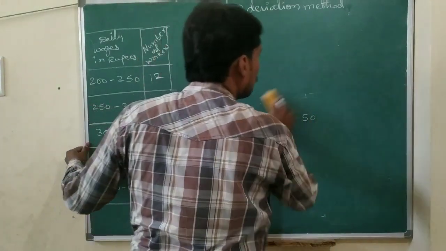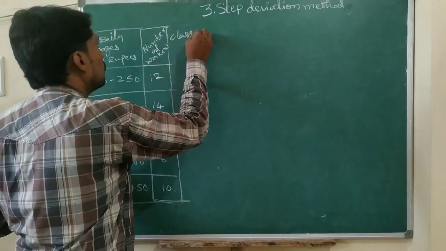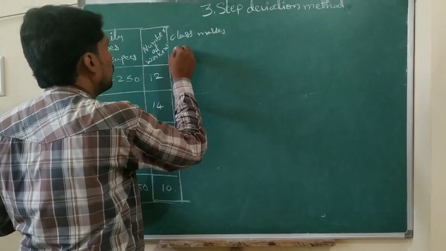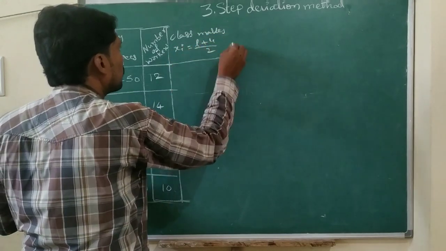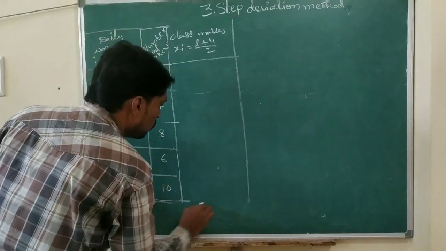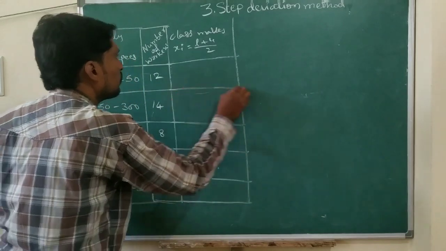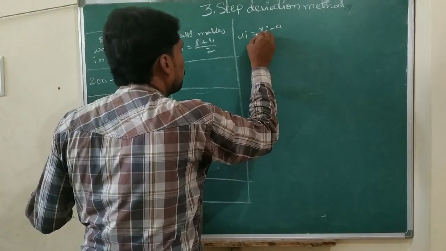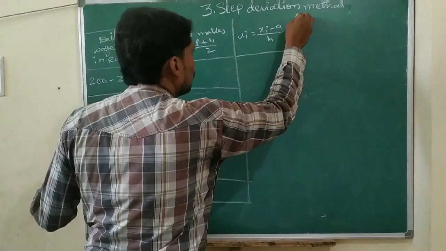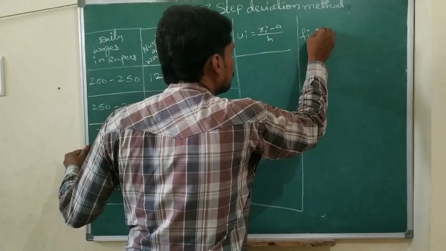Now we need to make the table. First, the class mark, xi equals L plus u by 2. So how are we getting the class mark? It is the average of the lower limit and upper limit. That average we need to take. Next, ui equals xi minus a by h. Next one is fi ui.